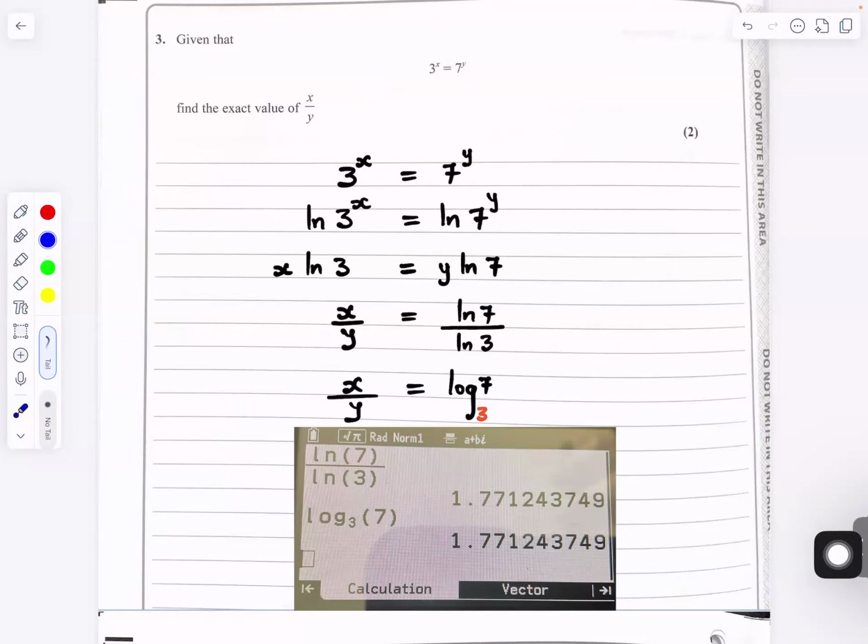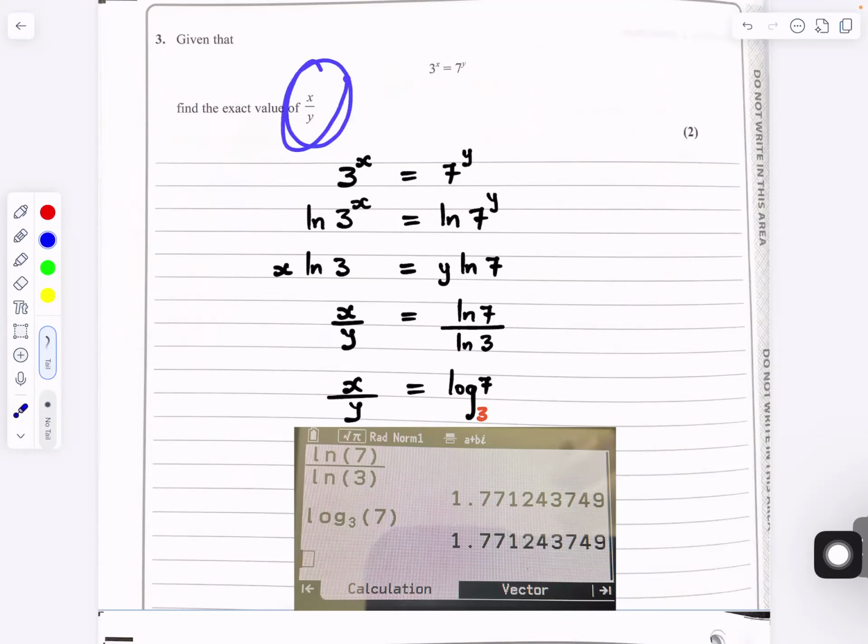Question number 3. Given that 3 to the power x is equal to 7 to the power y, find the exact value of x over y. So you put together and use ln. You can use log, but ln is the same as log to the base e. So you put ln in front of both of them. Power to the front, the x comes in front and the y comes in front. So x ln 3 is equal to y ln 7.